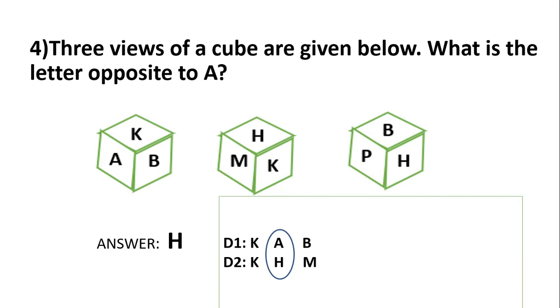So in this case, instead of numbers, they have given alphabets. So how to solve it? So the same procedure that is followed for a general die. Find out the two views that have a common letter. So I have taken the first view and the second view. Then the common letter is K, and I have written it in anti-clockwise direction. That is KAB from the first view, KHM from the second view, and the opposite side of A is H.